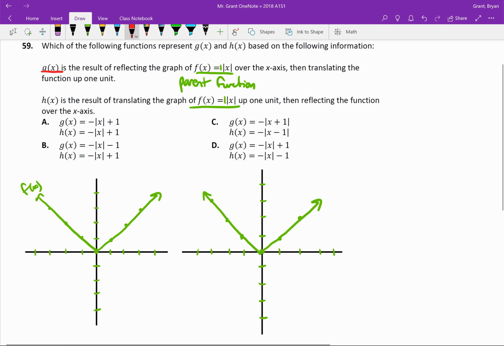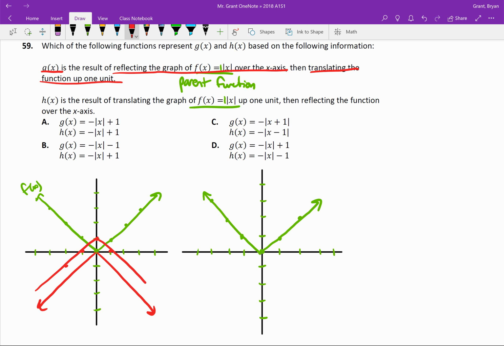I'll do g of x in red. G of x is the result of reflecting the graph of f of x over the x-axis. So I'm going to start with this piece. If I reflect f of x over the x-axis, it's going to look just like this. Same thing, but now it's flipped downwards. And then translate the function up 1 unit. So I'm going to take this red graph and move the entirety of it up 1 unit. It's literally just like you're picking up the graph and moving it 1 unit up above. So it looks something like that. I'm going to erase this so I don't get too confused here. And here's my graph g of x.